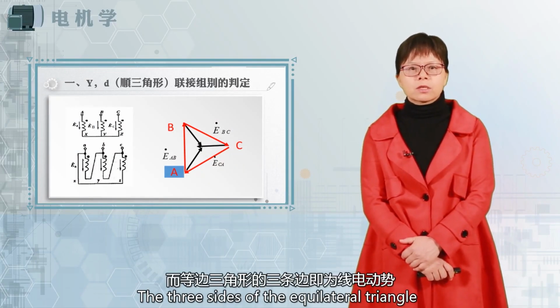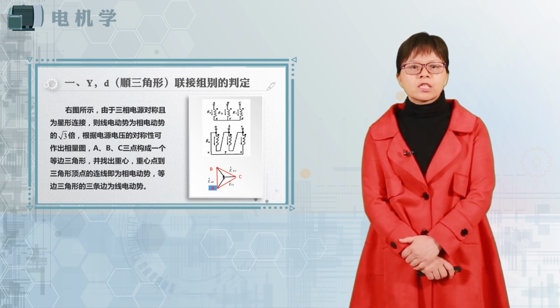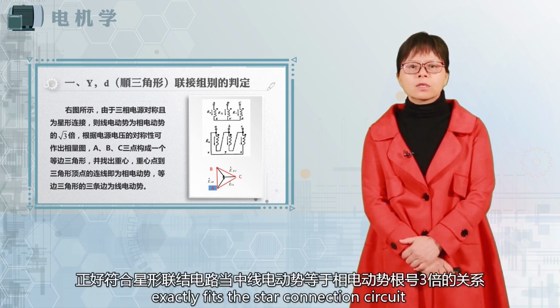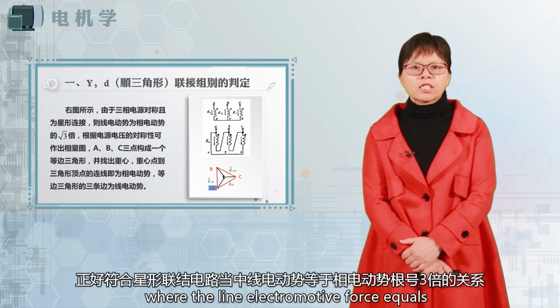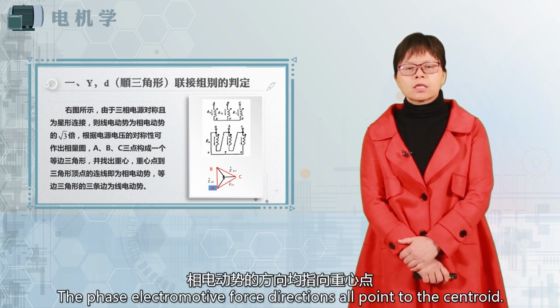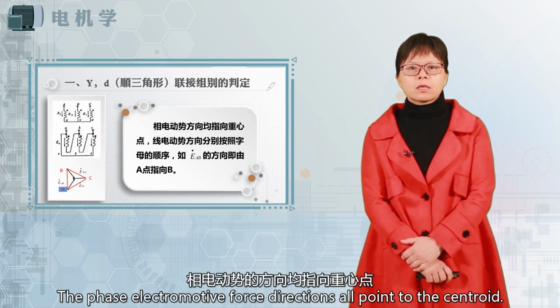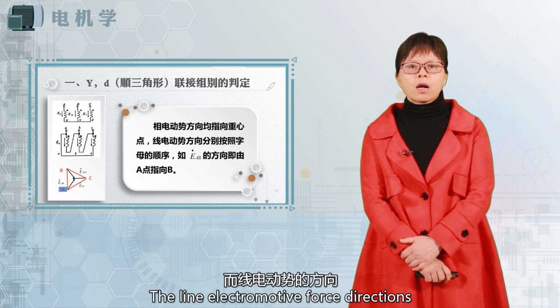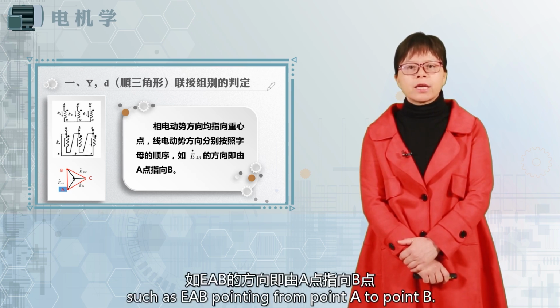The three sides of the equilateral triangle represent the line electromotive force. This geometric relationship exactly fits the star connection circuit, where the line electromotive force equals the phase electromotive force multiplied by the square root of 3. The phase electromotive force directions all point to the centroid. The line electromotive force directions follow the alphabetical order, such as EAB pointing from point A to point B.